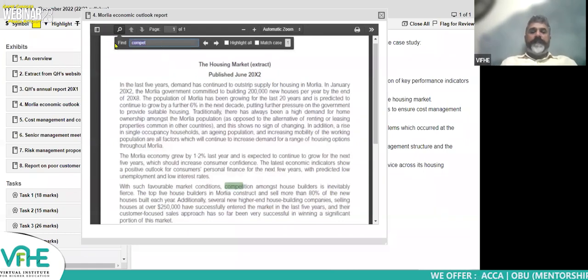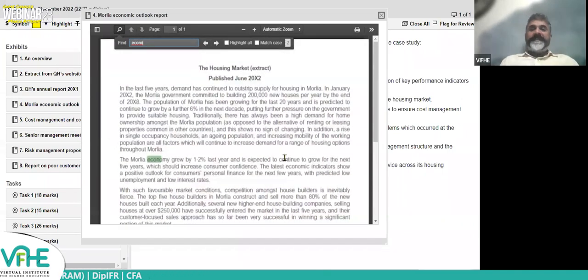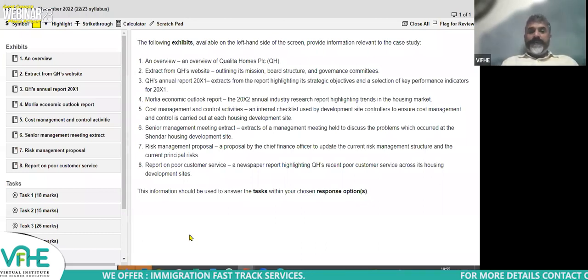If I want to look for the word economy, there are 2 words. One is economy grew by 1.2%, and I don't know why it's showing 2, but the point is you can use the magnifying glass function for each exhibit. And if it's a question on disruptive technology, look for the word disruptive, and you might find something. Control F also works.